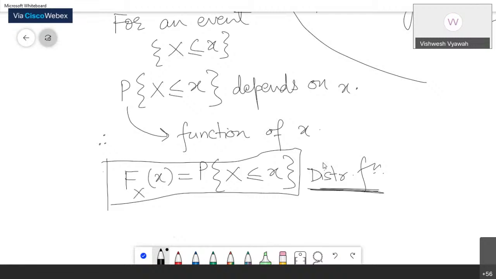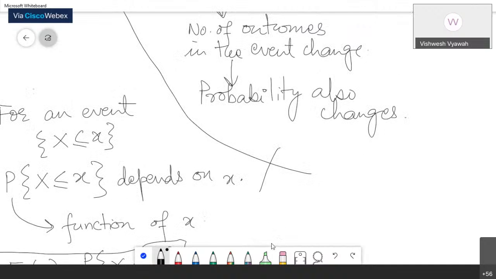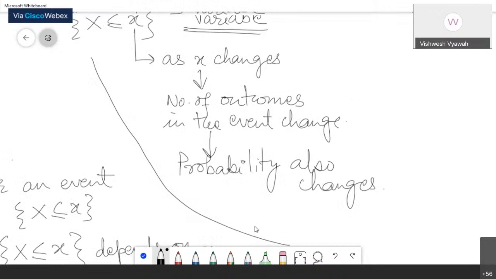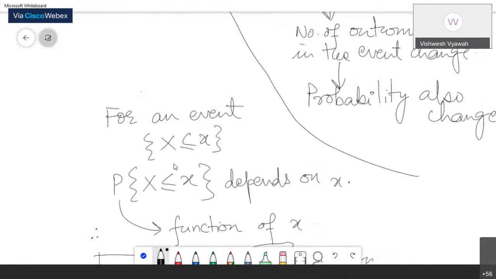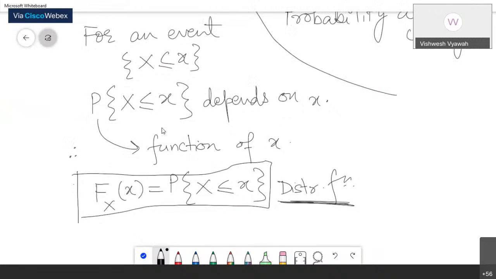As your x changes, either outcomes are added or outcomes are subtracted. If you move in this direction, outcomes are added. If you move in this direction, outcomes are removed, excluded from your event. And if an event contains more outcomes, then its probability will increase. If an event contains fewer outcomes, its probability will decrease. And therefore, the probability is a function of this x.